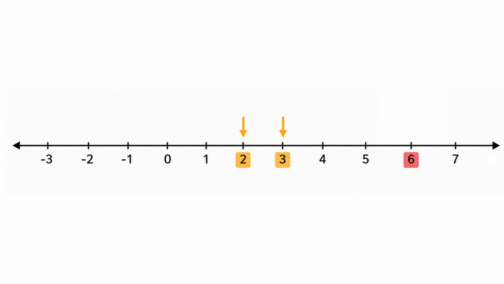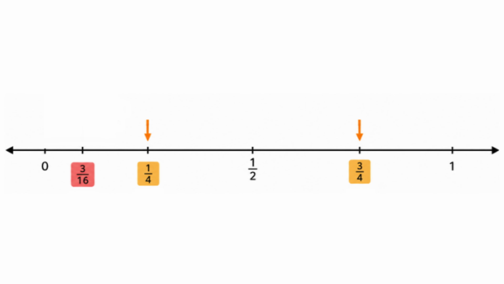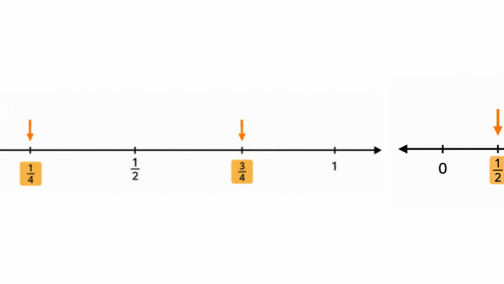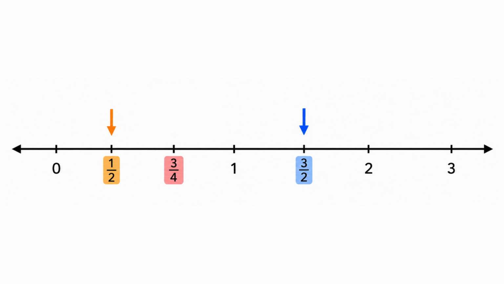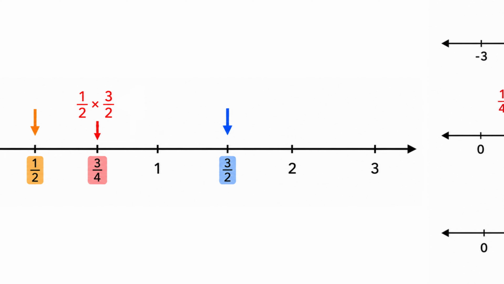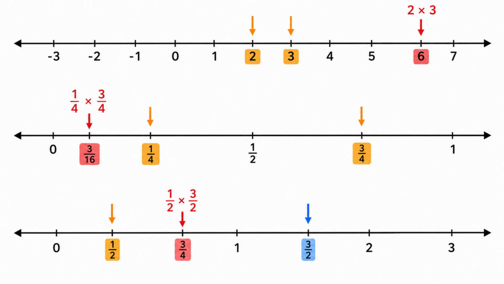When both numbers are greater than 1, the product becomes larger than both. When both numbers lie between 0 and 1, the product becomes smaller than both. And when one number is greater than 1 while the other lies between 0 and 1, the product falls between them. These patterns deepen our understanding of multiplication and challenge our intuition.